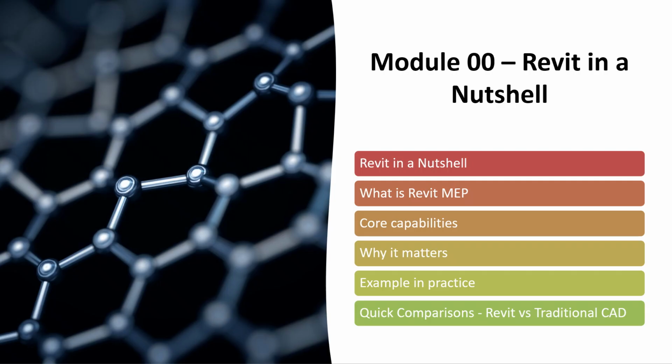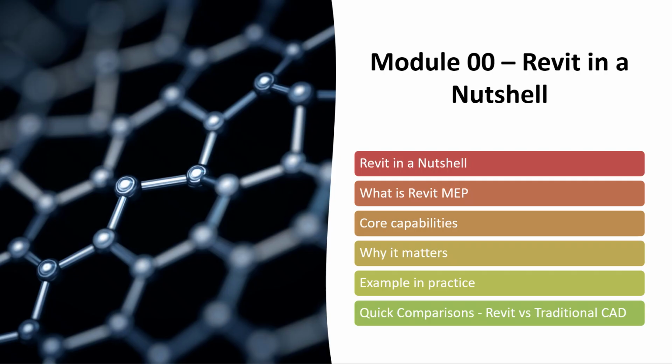We then explore Revit's core capabilities, including 3D modeling, system intelligence, scheduling, annotation, and collaboration. These tools empower us to design, document, and coordinate with precision. Why it matters? Because Revit supports integrated workflows, reduces errors, and enhances project delivery. It's not just a drawing tool, it's a decision-making platform.